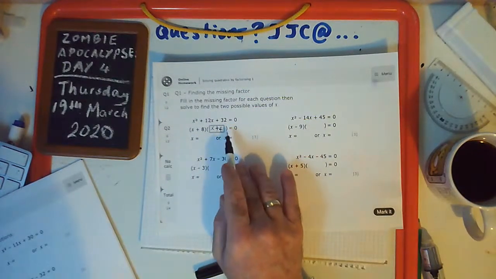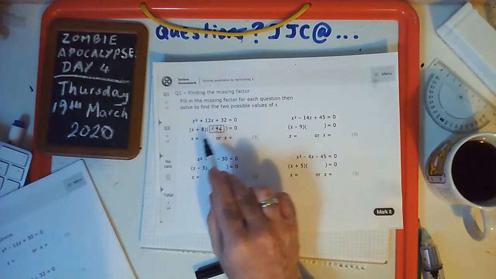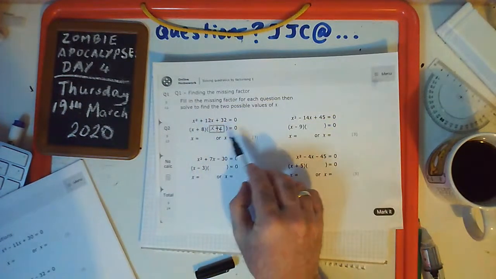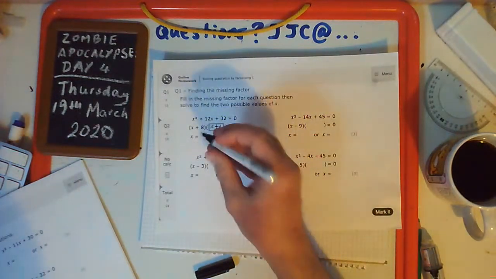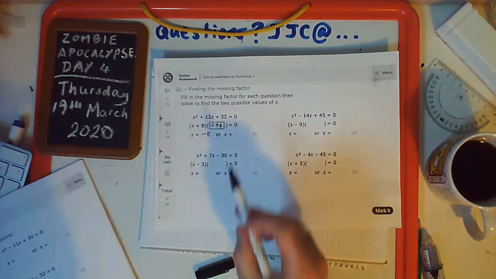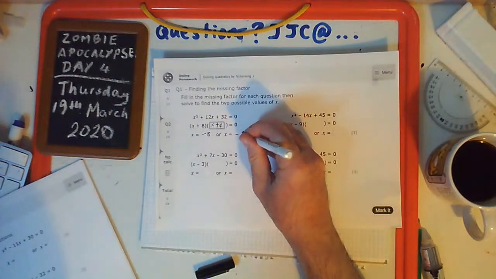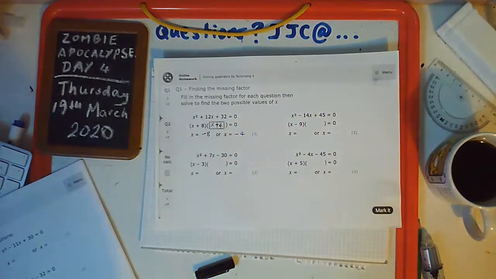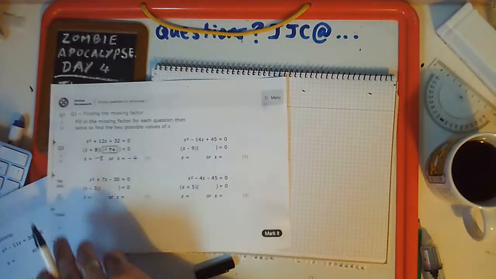And that whole thing will be equal to 0 if either of the things that we're multiplying together is 0. So the whole thing will be 0 if x plus 8 is 0, so x would have to be minus 8 to make that bracket 0. Or if x plus 4 is 0, x would have to be minus 4 to make that bracket 0. So that's that, and let's just run through the other ones on this sheet.